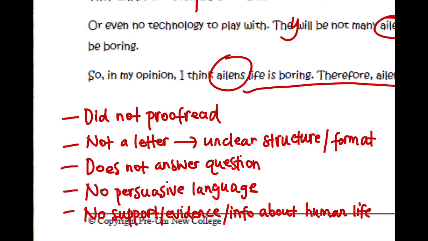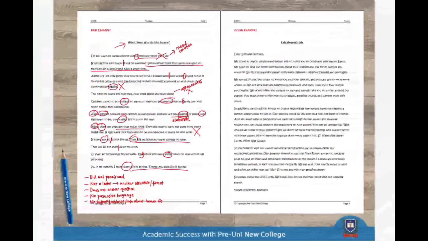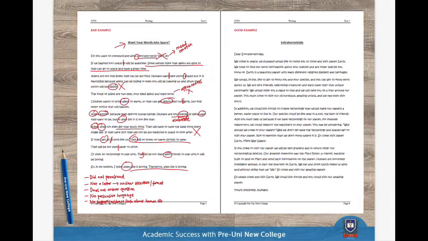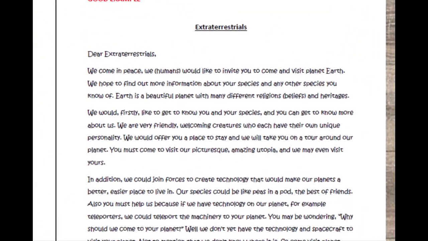Remember that we are trying to promote human life on Earth, and if we aren't able to do that, there is no point. That's the main purpose of the question. So this is a very bad example. So I've jotted down some points that indicate why this piece of writing is not good, and we'll go through the good example.